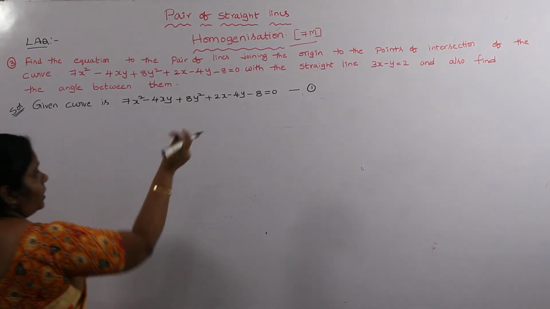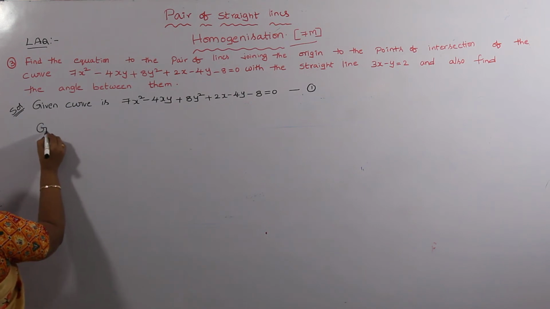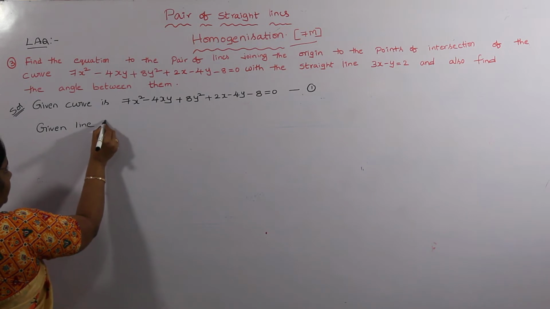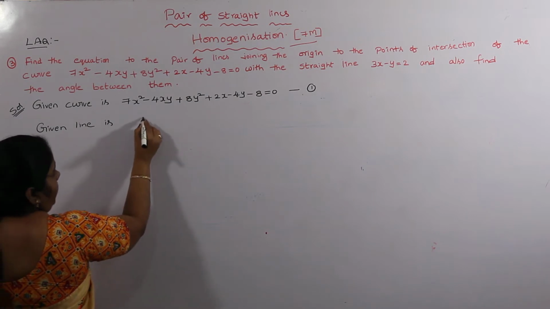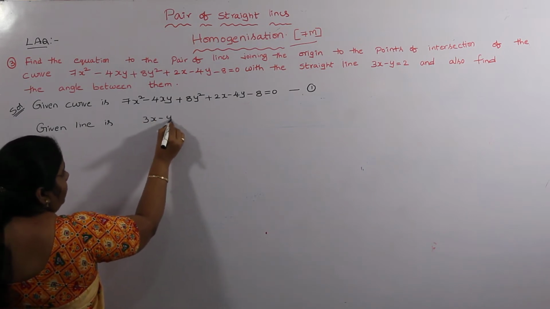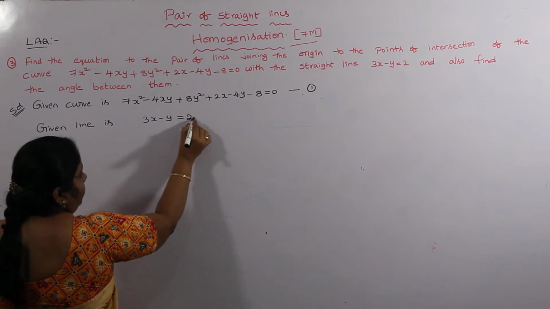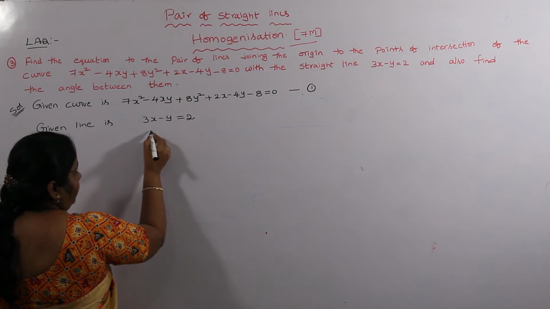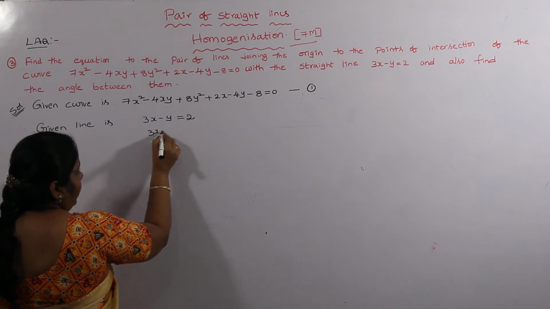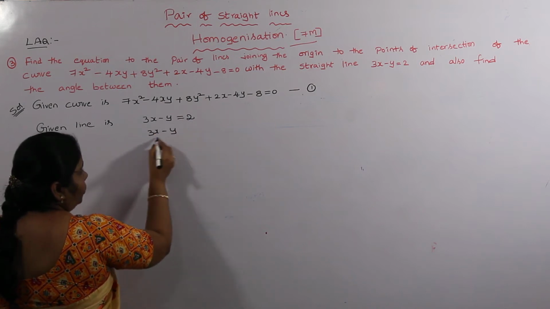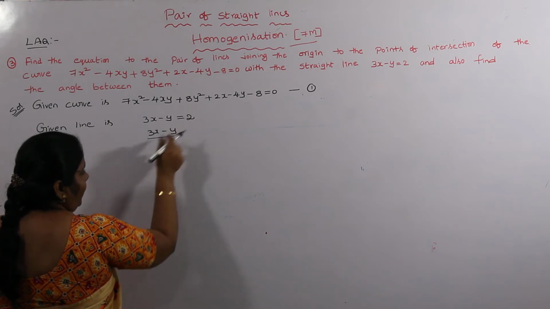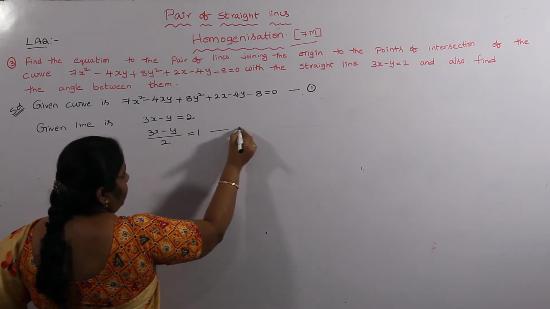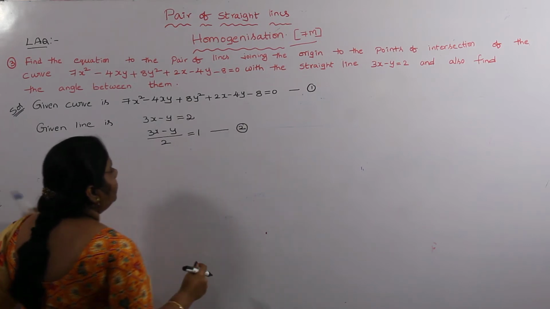And given one more straight line. The given line is 3x minus y is equal to 2. This can be written as, this 2 is transferred this side, becomes (3x minus y) by 2 is equal to 1. This equation is taken as equation 2.